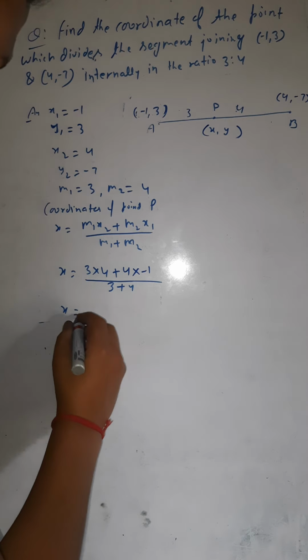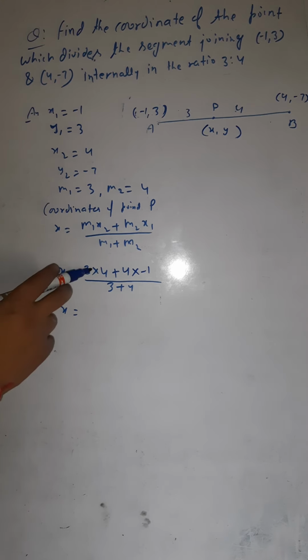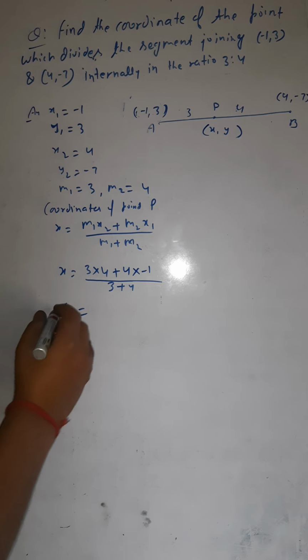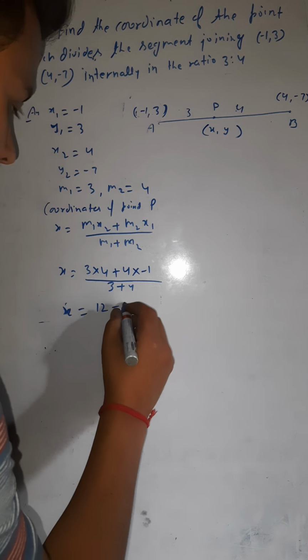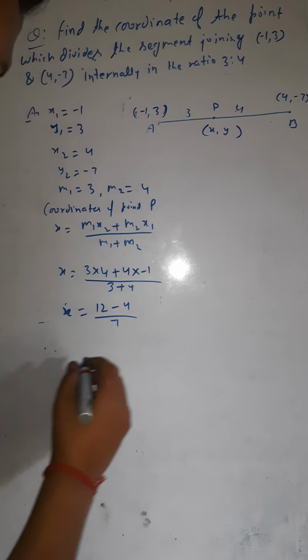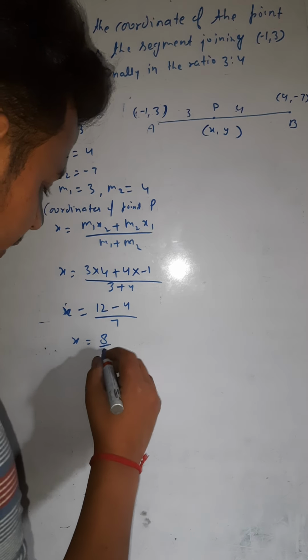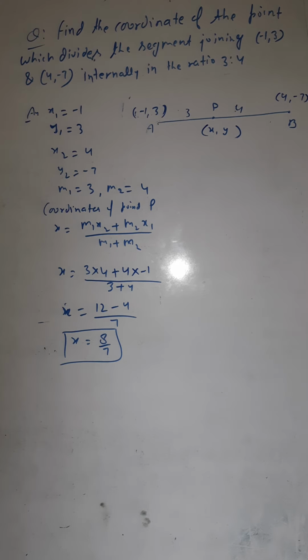So from here x will be equal to 3 fours are 12 and 4 ones are 4, so -4, divided by 7. So x would be equal to 12 minus 4, which is 8 by 7. So this is the value of x.